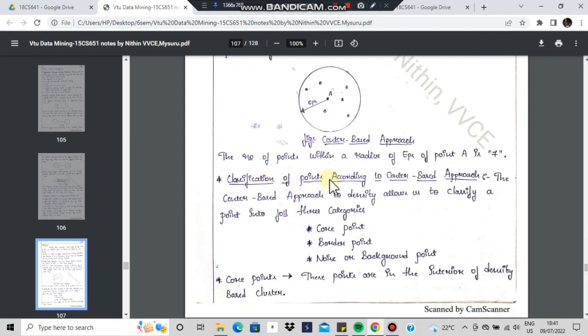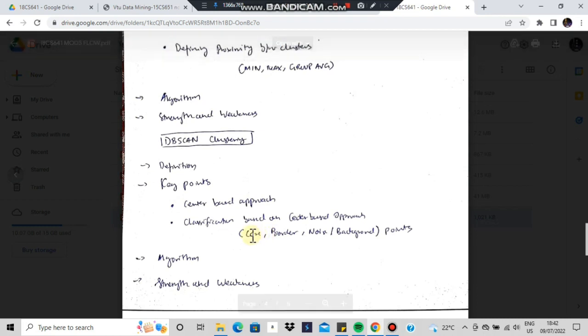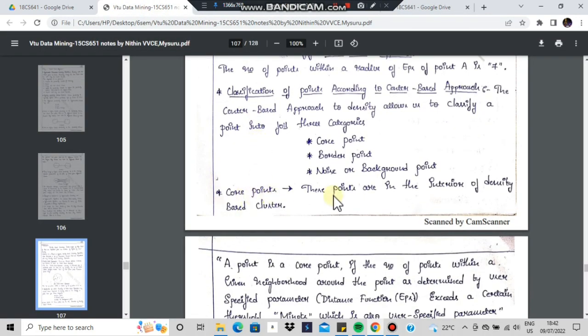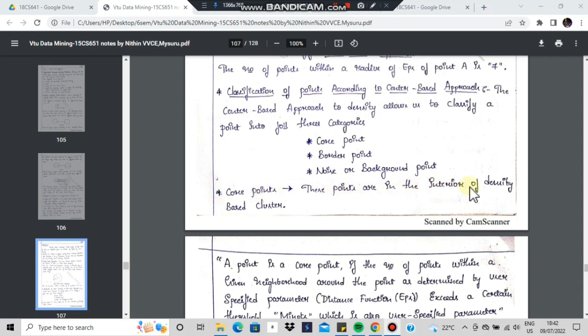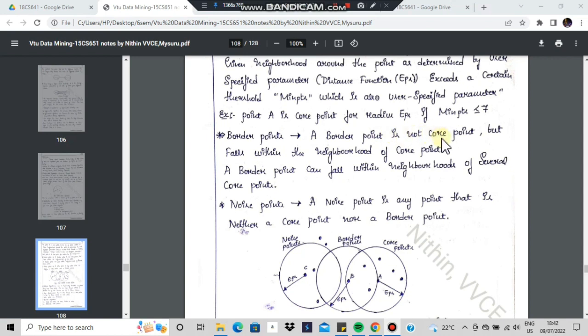And the second key point is classification of the points according to the center based approach. There are three kinds of points: core points, border points, and noise points. Noise points means background or outliers. Core points are those which lie in the interior of the density based cluster. Border points are those which lie on the border or within the neighborhood of the core point. The last is the noise point, which lies in the outlier part, which is neither in the core nor in the neighborhood.